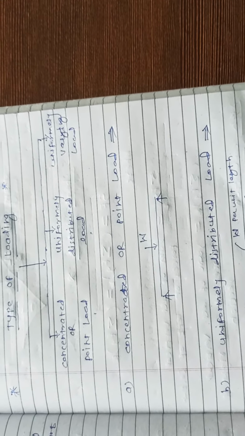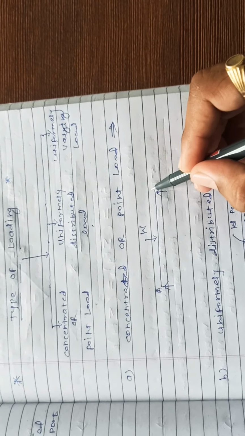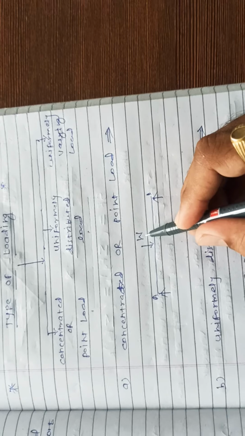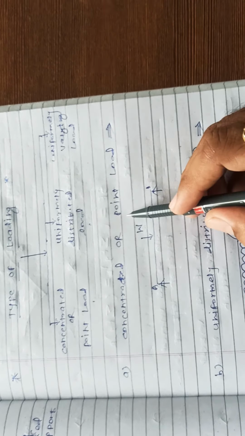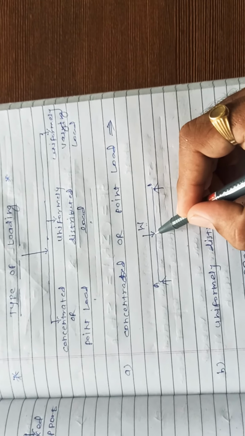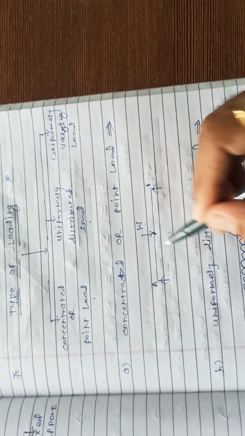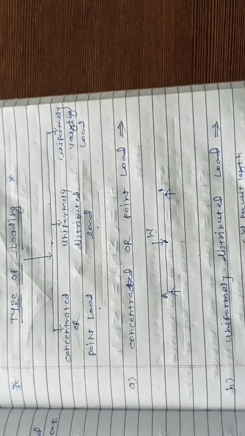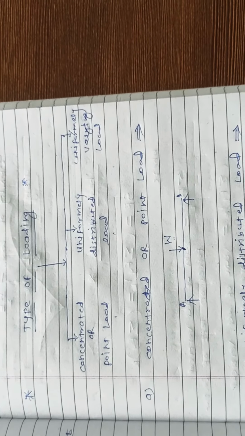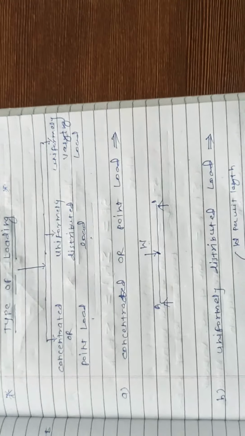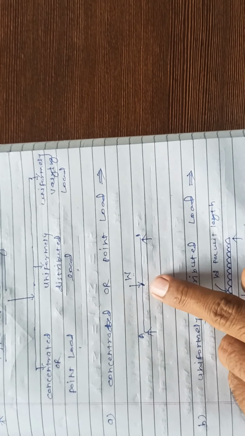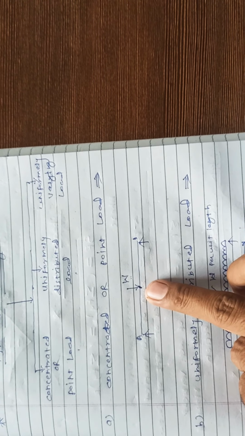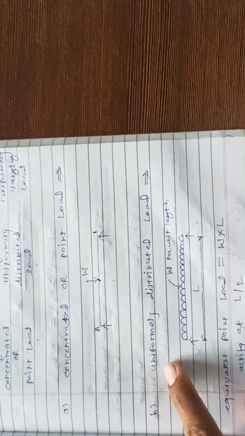Concentrated or point load. For example, this is point A, this is point B, these are the two ends, and the load is acting at the middle section, that is load W. It is called a concentrated load or point load because it is acting at a single point. A load which is acting at a single point is called a point load. As the name indicates, it acts at a single point. Next is uniformly distributed load.